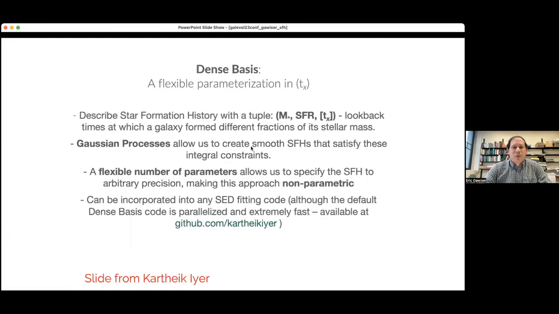We use a flexible parameterization with a tuple, and that tuple includes the stellar mass, the instantaneous star formation rate, and then the look-back times at which a galaxy formed different fractions of its stellar mass. The Gaussian process allows us to create smooth star formation histories that satisfy these as integral constraints. Having a flexible number of parameters lets us specify the star formation history to better precision for better data, hence it's a non-parametric approach. And it can be incorporated into any SED fitting code. There is a public version of dense basis that's parallelized and extremely fast.